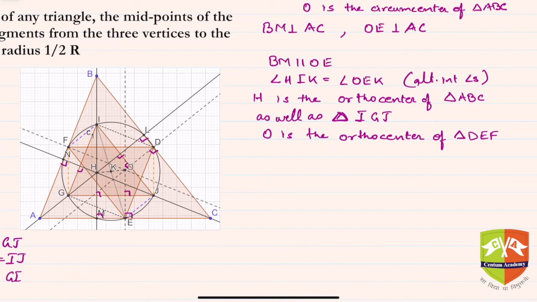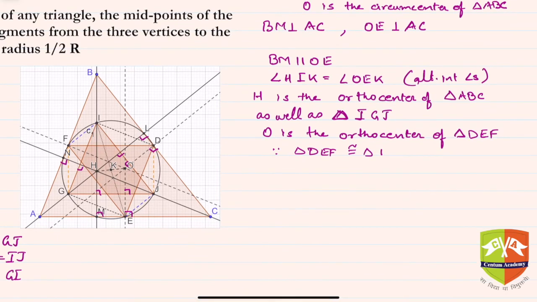Now, since triangle DEF is congruent to triangle GIJ, therefore the distance between one of the vertices and the orthocenter in respective triangles will also be the same. So hence OE is the distance between vertex E and the orthocenter O, and it will be equal to the distance between orthocenter H and the corresponding vertex I, right? So OE is equal to HI, right?